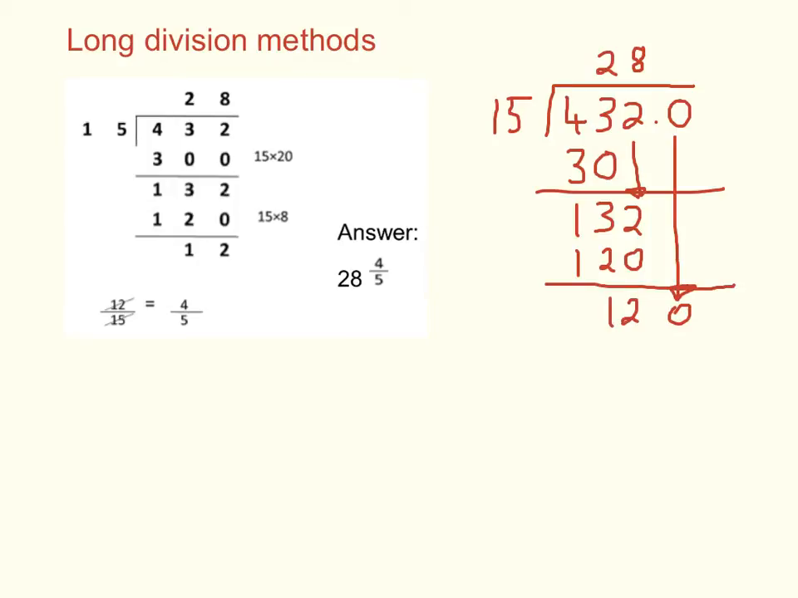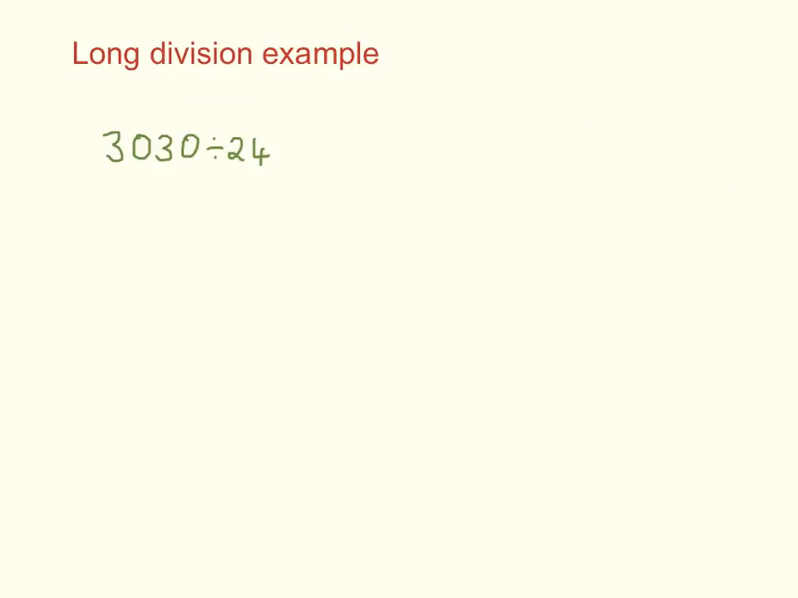Now, I also pull down the next 0. How many 15's in 120? Again, there's 8. I put the decimal point in, take away the final 120, and that leaves me with 0. My answer, 28.8. Let's work through another example of long division stage 2.